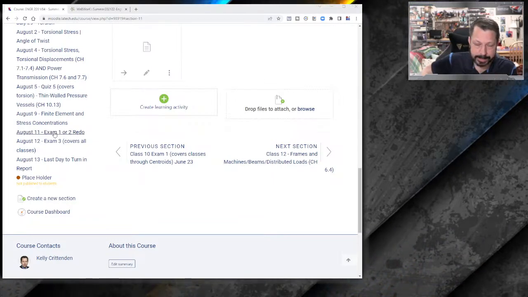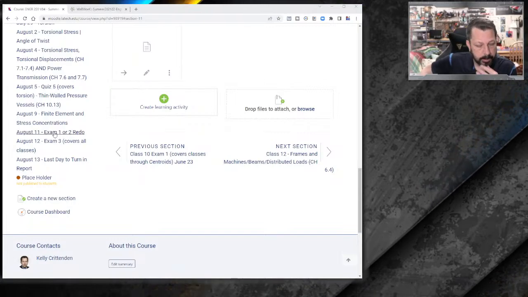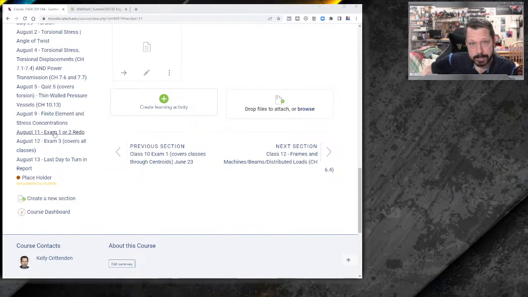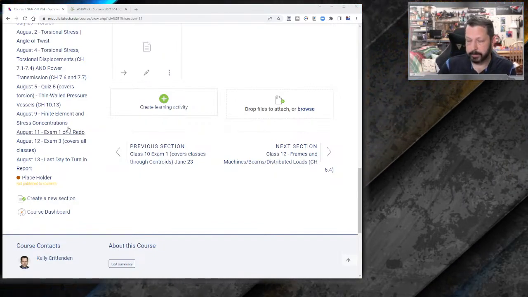Most people do retake exam 1, although it's your choice. You can do 1 or 2. Can't do both. And it just completely replaces your old grade. So the old grade gets erased and the new grade gets put in there, whatever it is.